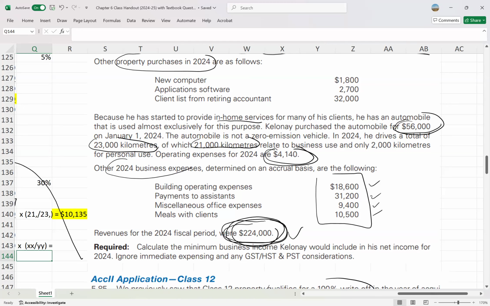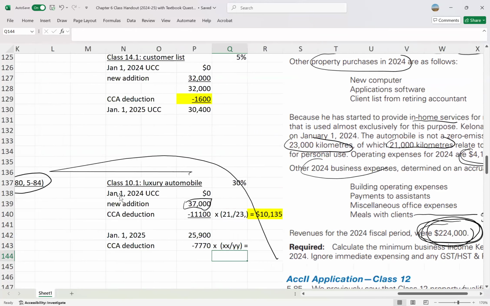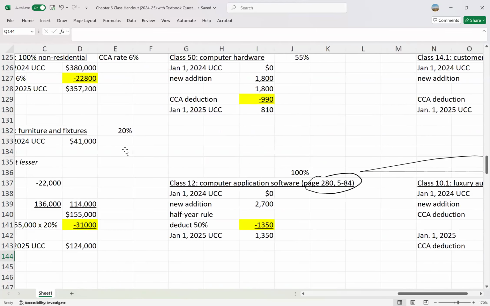The only adjustment that we'll have to make is to the meals. Remember we said that for the meals, only 50% are deductible. So that will be the only adjustment we have to make. And then we'll also have to make an adjustment for the car operating expenses, once again using the 21,000 kilometers for business over the 23,000 kilometers total. So let's go back up here.